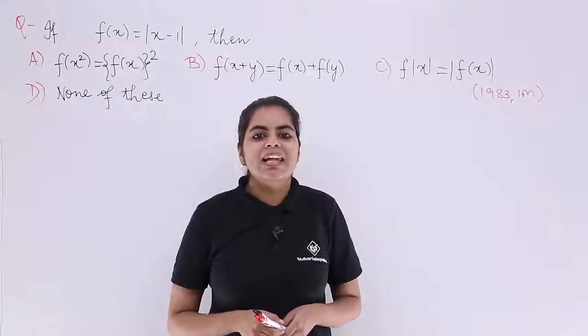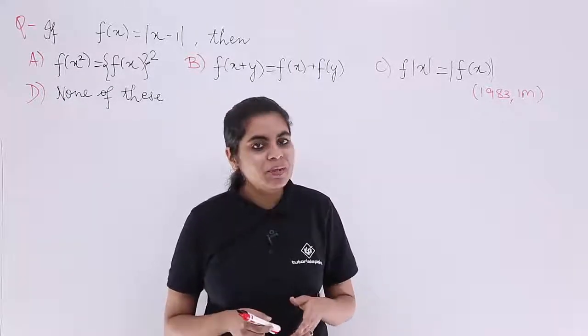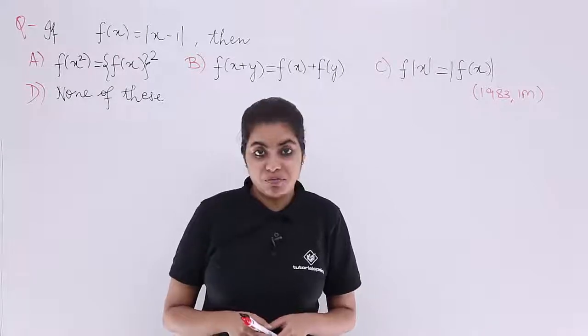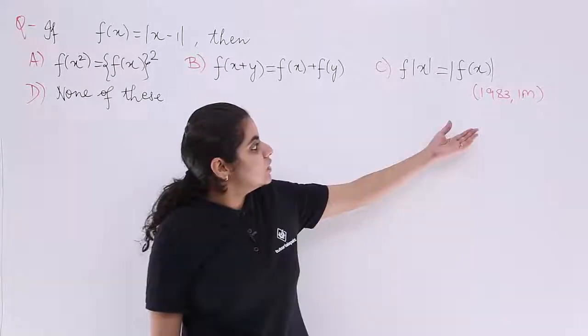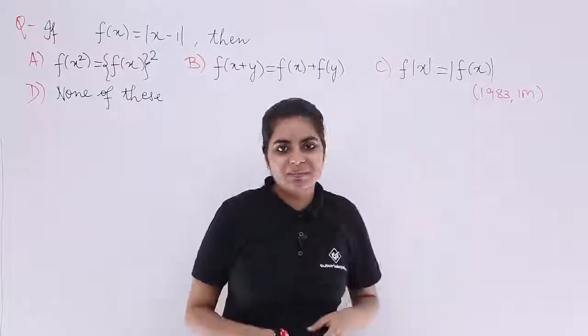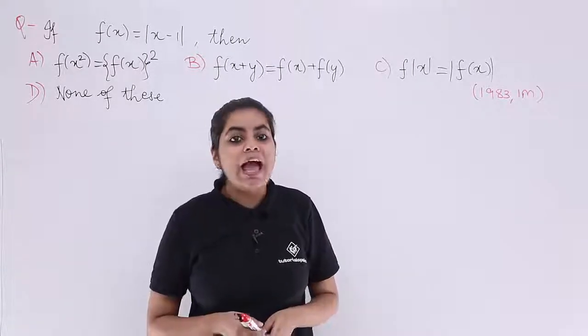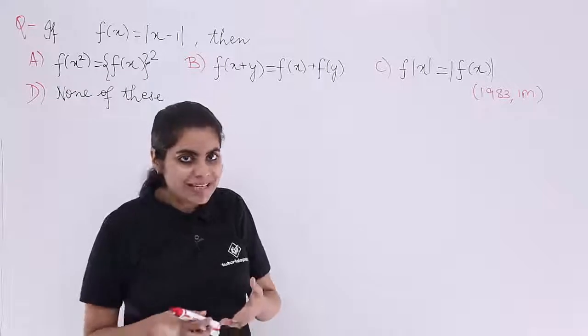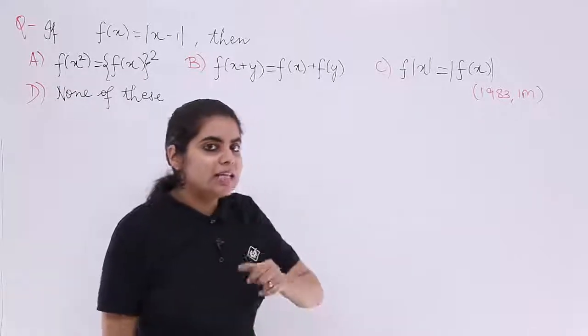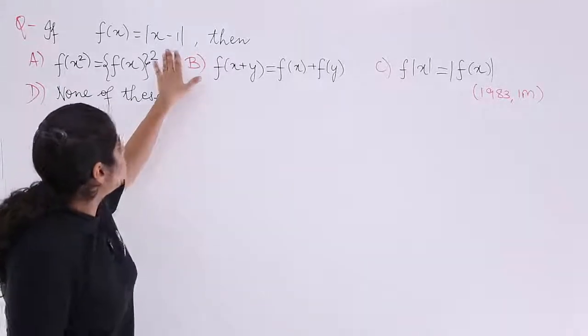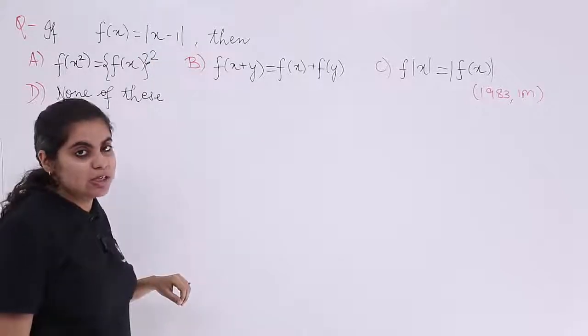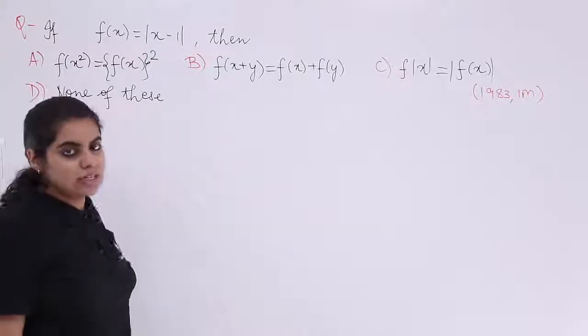In this video, let's see an IIT JEE question which was based on the topic of functions and was asked in the year 1983 for 1 mark. The function is basically a mod function and we already know the definition of mod. Let's see the question first. The question is, if f(x) is equal to mod x minus 1, then which of the following options is correct?